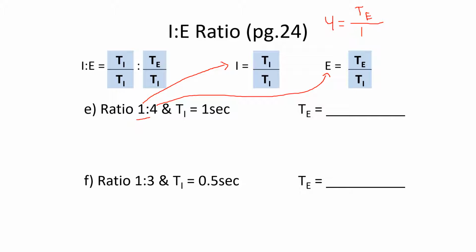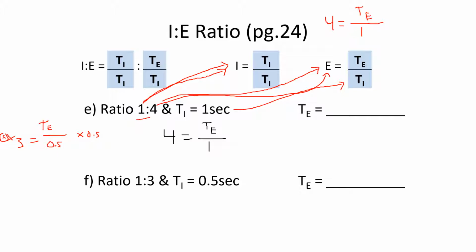And then 1 to 3 ratio, TI is given. So let's plug that in. We got 3. That's equal to TE over 0.5. Solve for TE. What does TE equal? So you got to multiply both sides by 0.5. You got to multiply both sides by 0.5. What do you get? 1.5. Very good. Bam. Very nice.